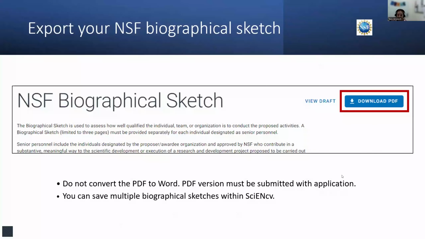For NSF Biosketches, you will always need to export your biographical sketch as a PDF, and please do not convert it to Word. It will lose the correct formatting and will not meet the NSF requirement of being completed in SciENcv. The PDF is what must be submitted with the application. You can save multiple biographical sketches for NSF as well in SciENcv, and again, keeping a primary biosketch is recommended.